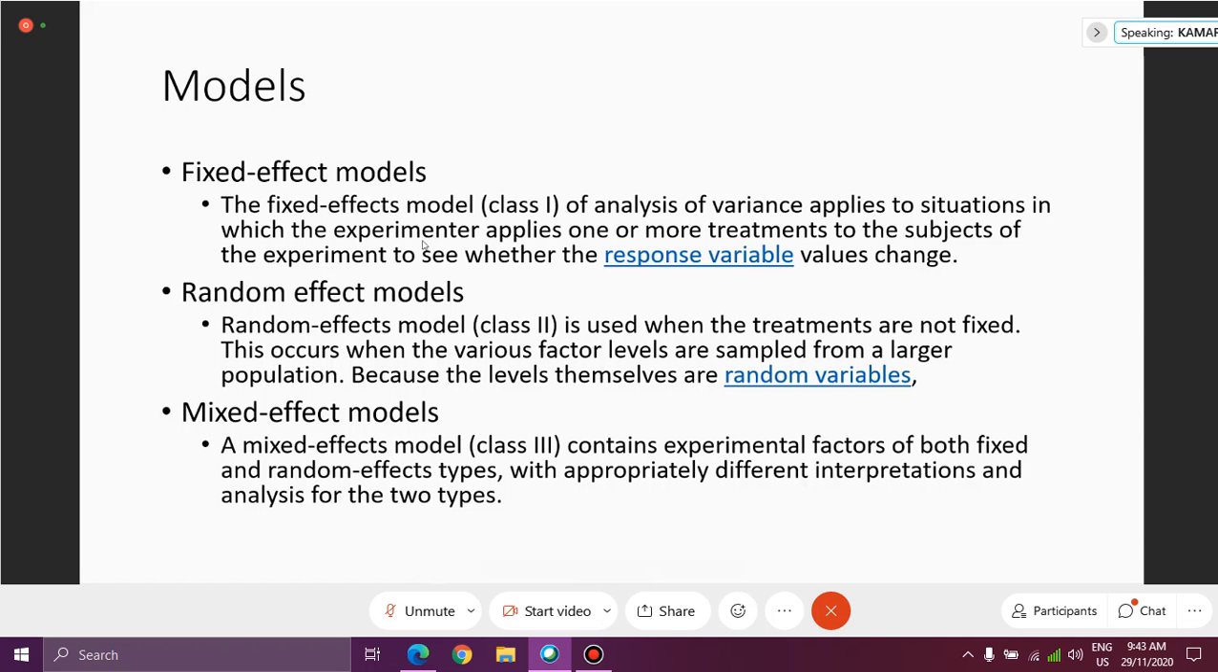In mixed effects model, you have a combination of both fixed and random effects. This concept of fixed, random, and mixed models is a little bit advanced for you, but I encourage you to go and read on your own.